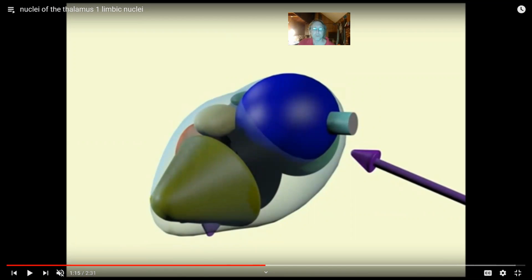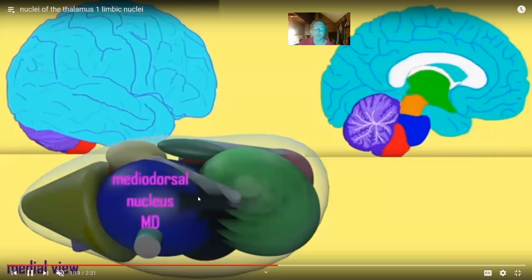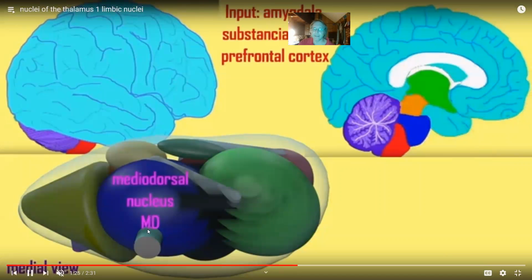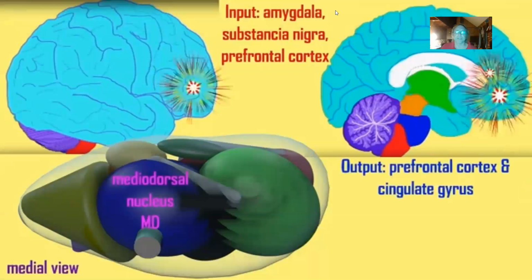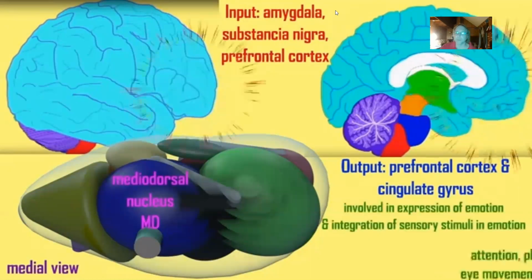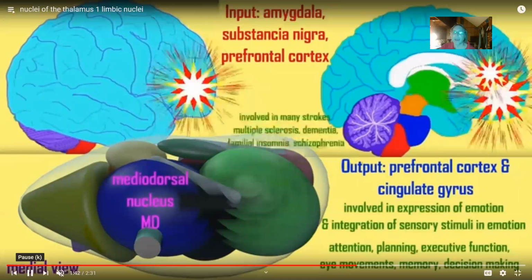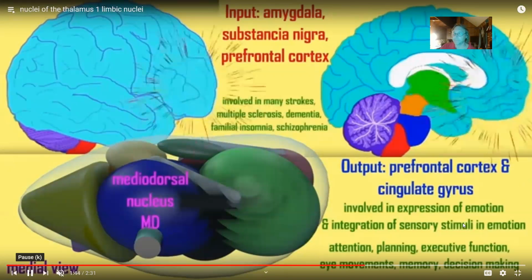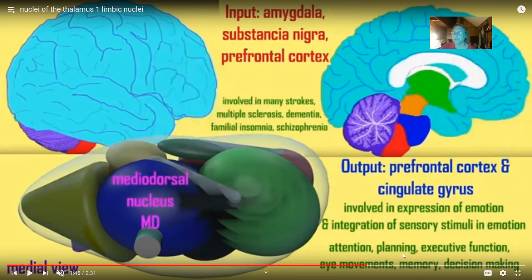Here is one of the larger nuclei of the thalamus, and you'll notice here's that connection between the two halves. So this is the mediodorsal nucleus. And once again, if there is an intermediate mass, it would be in the middle of this nucleus. It's connecting to the amygdala, also part of the limbic system, but then other areas as well, like the substantia nigra of the midbrain and the prefrontal cortex, and it outputs to the prefrontal cortex and the cingulate gyrus. And it's involved in a number of things, but the expression of emotion, in addition to attention, planning, executive function, eye movements, memory, decision-making.